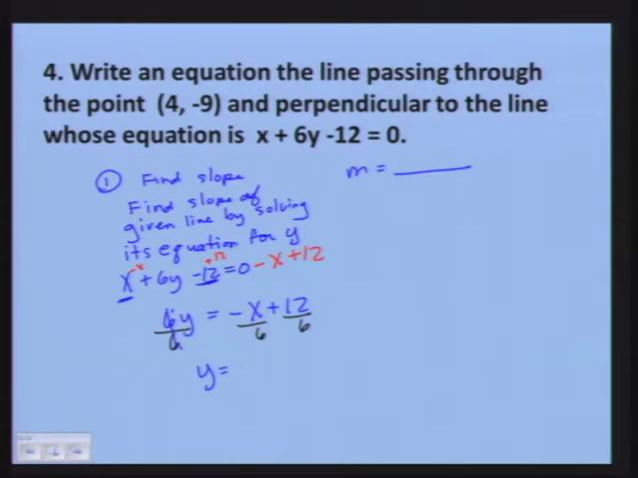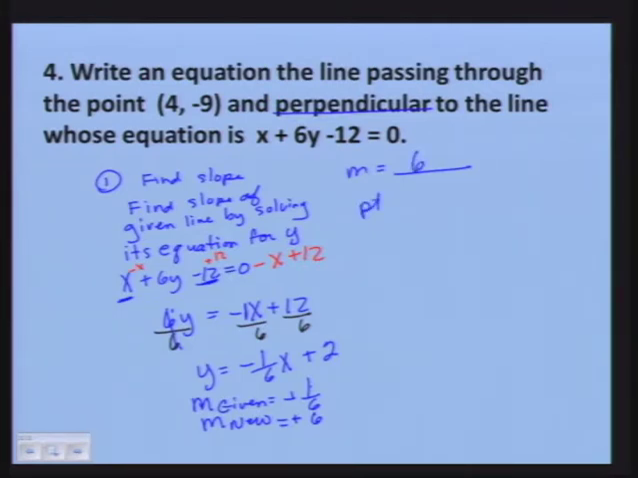So y equals -1/6 x plus 2. Remember, there's an understood 1 there, so I can pull out the -1/6. And then it's easy to see that the slope of the given line equals -1/6. So then the slope of our new line would be, well, let's think, perpendicular. Okay, perpendicular slopes are opposite reciprocals, so it'll be positive. And 1/6 becomes 6/1, or 6. So my new slope is 6.